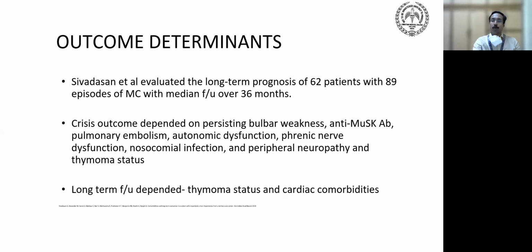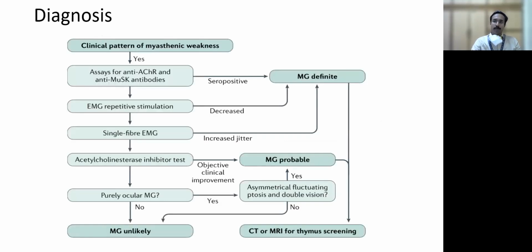So long-term follow-up depends on whether the thymoma has been adequately addressed, and cardiac comorbidities also influence the long-term prognostic outcome. So briefly coming to the diagnosis of the disease, the first important thing is always the clinical pattern. Are we dealing with an oculobulbar pattern or a limb girdle pattern? Is that pattern with fluctuation, with fatigability? If all those things are there, then yes, we are dealing with an NMJ localization.